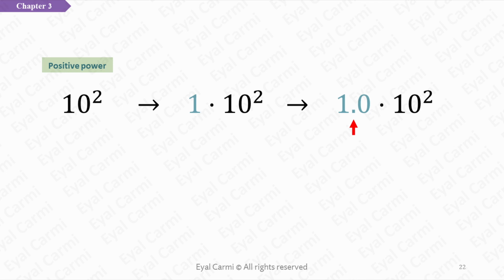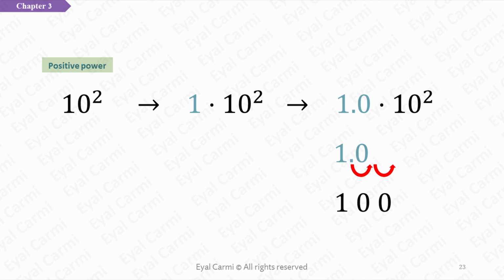I would like to point out that a decimal point, also called a decimal separator, separates the whole number part from the fractional part. In this video, the decimal separator is marked as a point, but be aware that in some countries a comma is used instead.